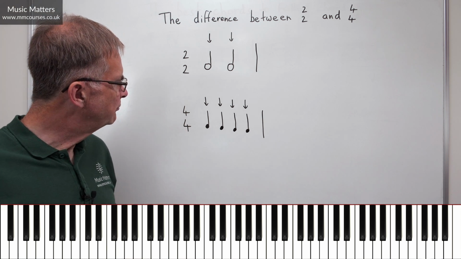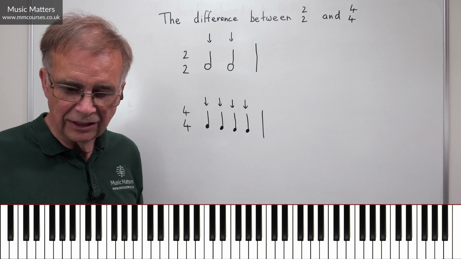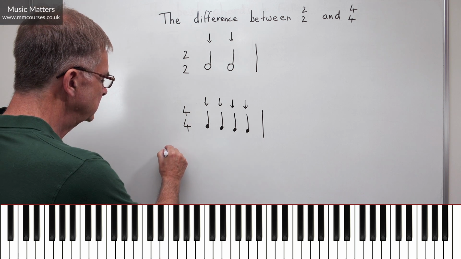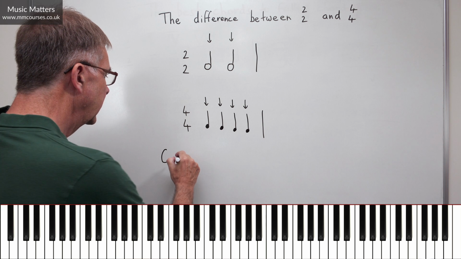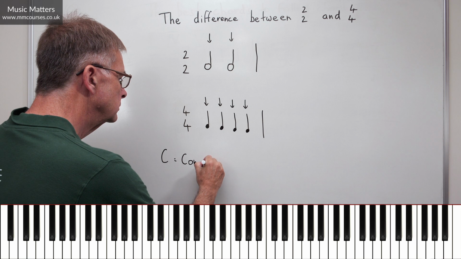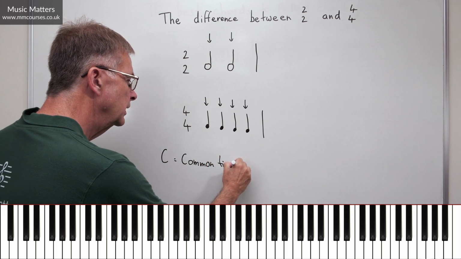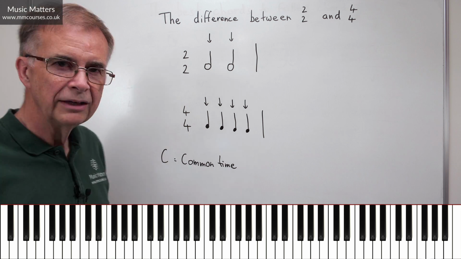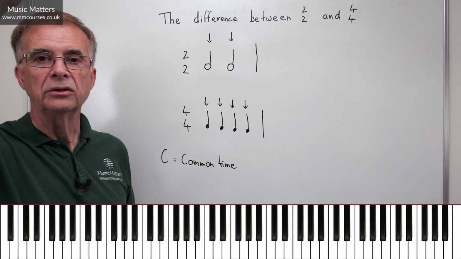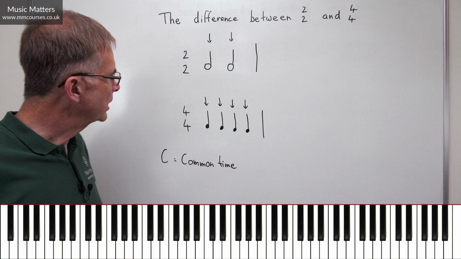If I start with a 4-4 version, and there's a huge amount of music written in 4-4 time, and by the way, 4-4 is often abbreviated as C, and C means common time, because it is the most common time. So if you don't want to write 4-4, if you're writing a piece of music for orchestra or something, instead of going 4-4, 4-4, 4-4, you can just go C, C, C, and it's very quick. So C is common time.